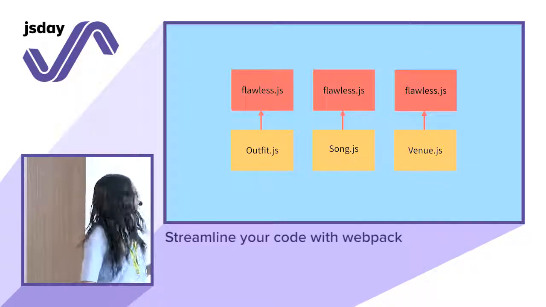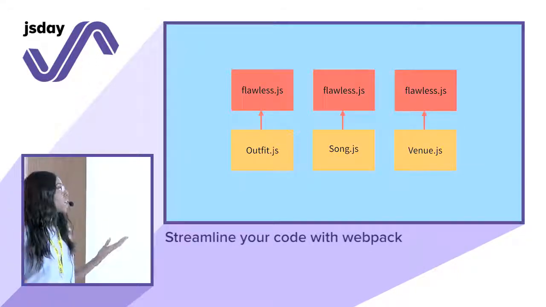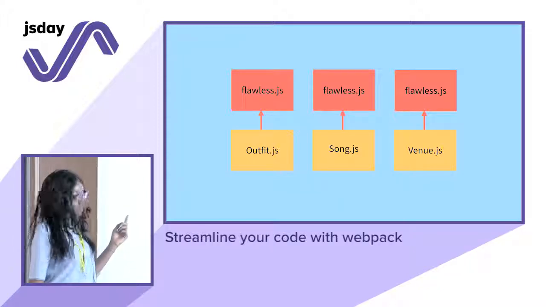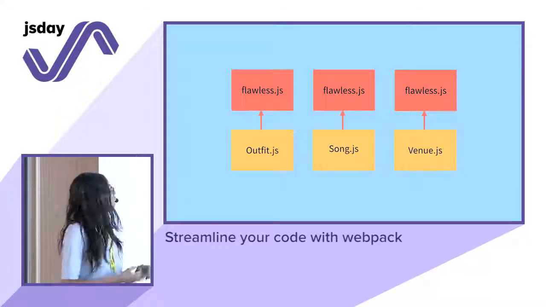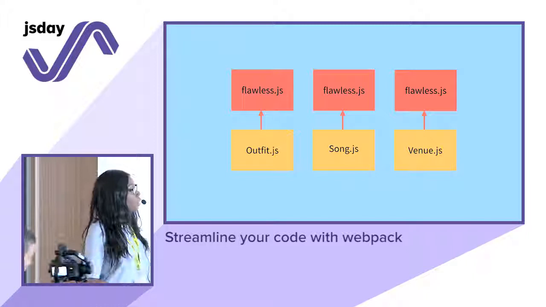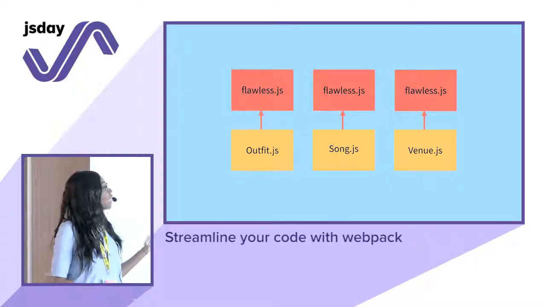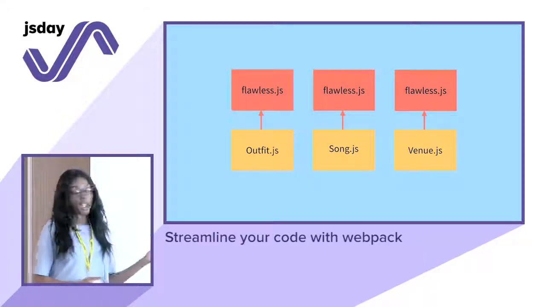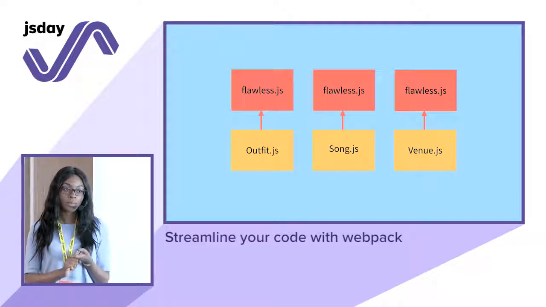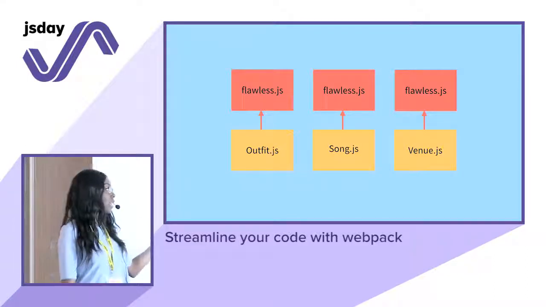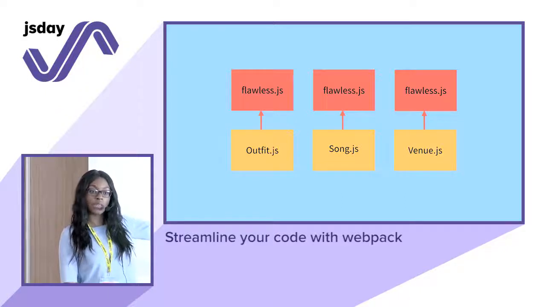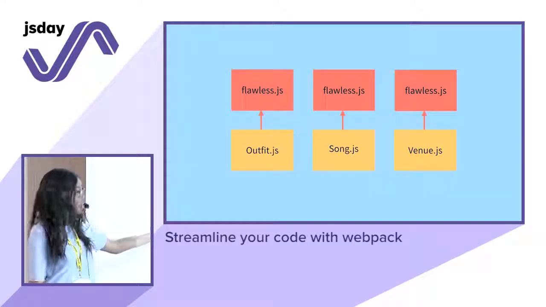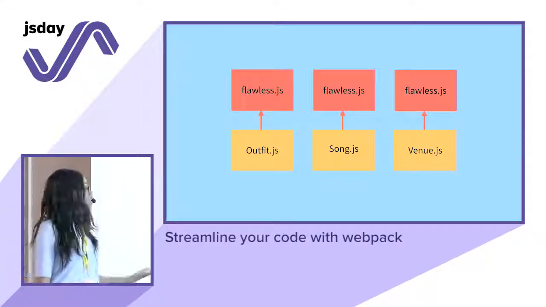So let's say these three files use the same code from flawless.js, and each one of the three files is reusing the same code. And when Webpack goes through these three entry points, it includes that code 3 times over. So when it gets to your browser, we've created 3 script tags, and each one of them has code specific to the outfit, specific to the song, and specific to the venue. But each one of them also has the same code duplicated 3 times in the flawless.js code. So this is a good use case for code splitting.